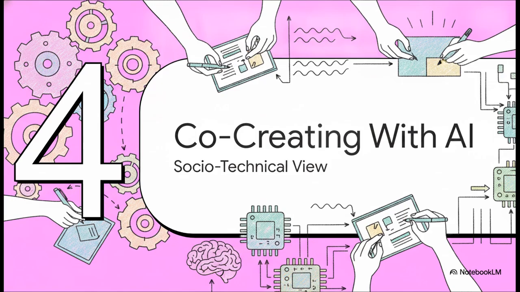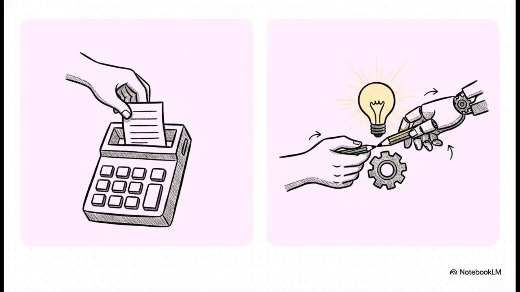Section 4. Co-creating with machines, a new socio-technical view. Historically, interacting with computers has been entirely about human delegation, right? You assign a specific task to a passive artifact with very strict predefined rules, like punching numbers into a calculator. But today, we are moving straight into co-creation. We're collaborating with agentic AI.